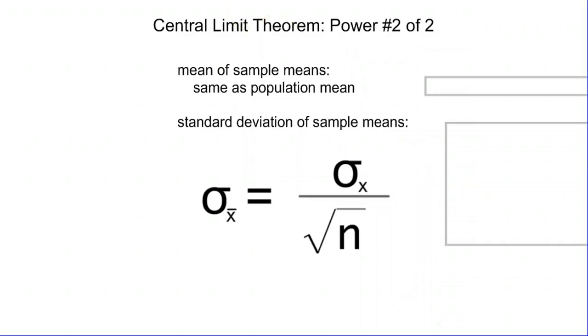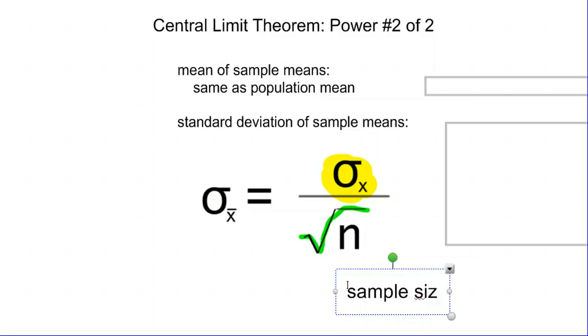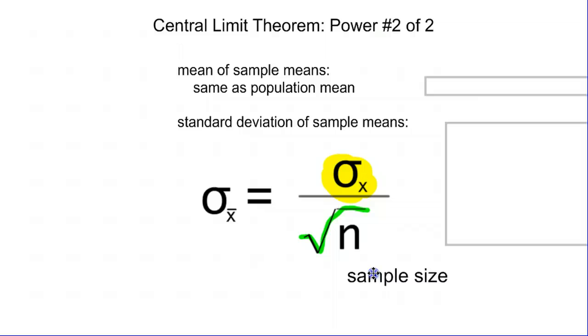What you can do to calculate how small it's going to be is take the original standard deviation of your population, whatever that happens to be, and divide it by the square root of the sample size. Now, n always represents the sample size. I'll just write that in here. So we divide our original population standard deviation by the square root of however big our sample is, and that will give us the standard deviation of our new graph, our graph of x bars.